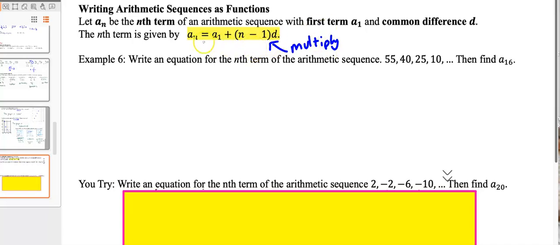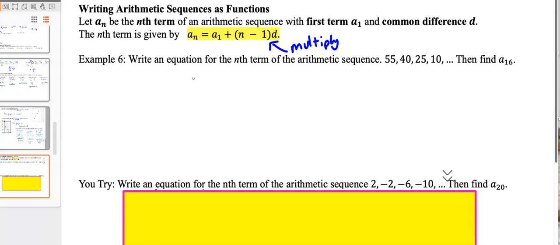Again, this a sub 1 is standing for your first term in your sequence. A sub n stands for any term, like n could be the 5th term or the 100th term or the 15th term. Okay. So example 6, write an equation for finding the nth term of the arithmetic sequence 55, 40, 25, 10, and then find a sub 16.